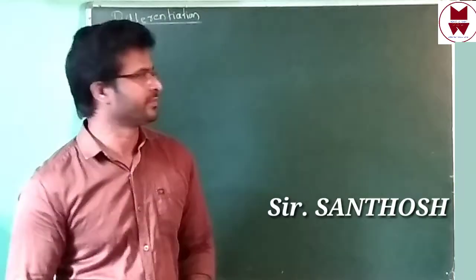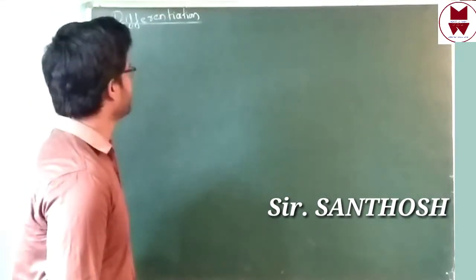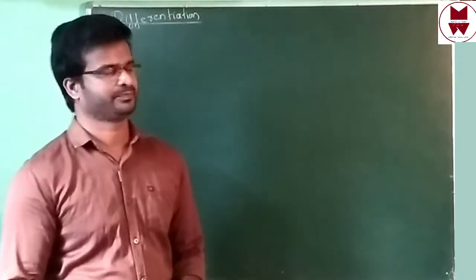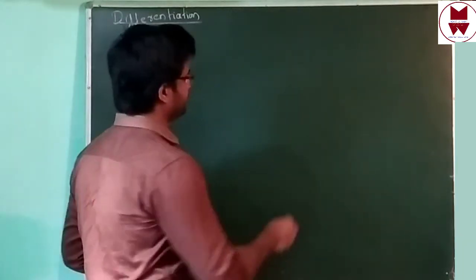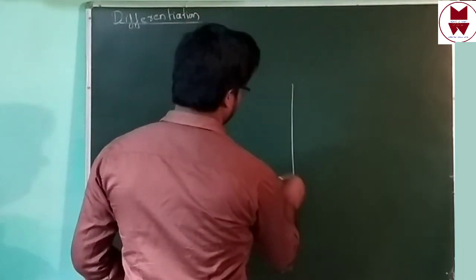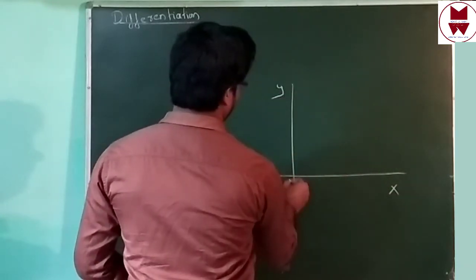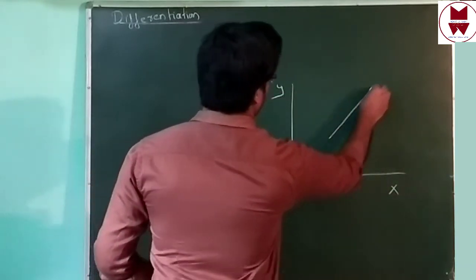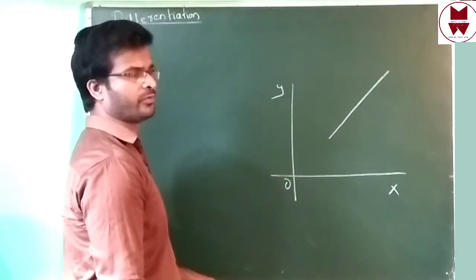Today we will study differentiation. Before starting differentiation, let us see what the slope of a line is. This is the x-axis, the y-axis, and 0. Here is one line. How can we find the slope of this line?